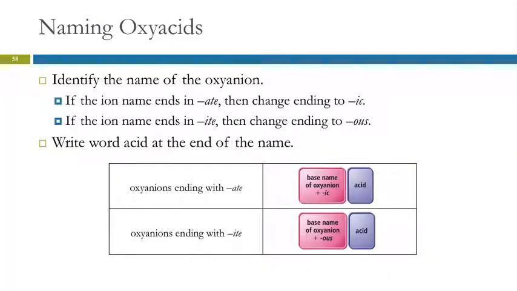The oxyacids have oxygen. So they're going to have an oxyanion in them. We've already learned the oxyanions. These are the things like chlorate and hyposulfite and things like that. So what we need to do is identify the name of the oxyanion, and then alter its name to make it an acid. If it ends in ate, we change the ending to ic. If the ion name ends in ite, we change it to us. And then we put the word acid at the end.